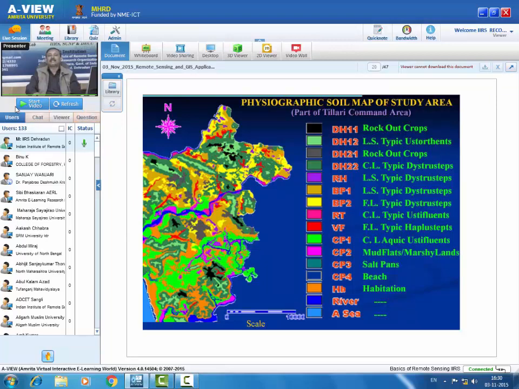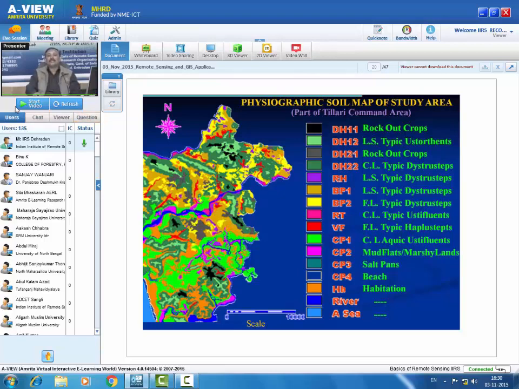And light green is the scrub area. And you see the red color, what is shown, that is the valley fill. Red color is shown here, you see the VF valley fill. So between the two hills there were valley fills, and these characteristics I can very well see in many places.